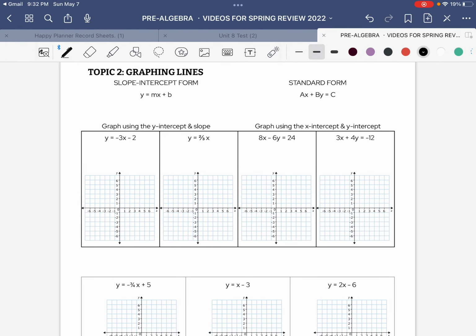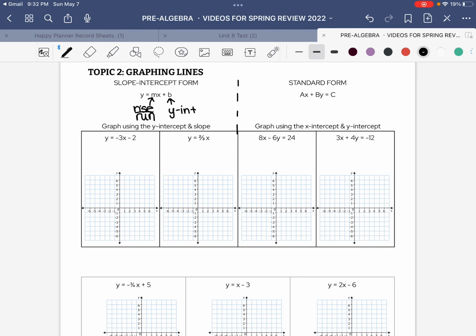Welcome to topic 2 of the final review, graphing lines. There's going to be two forms we use. This page is kind of split up like this. On the left, we have slope-intercept form, or y equals mx plus b. M in front represents your slope, which is rise over run. And b represents your y-intercept.